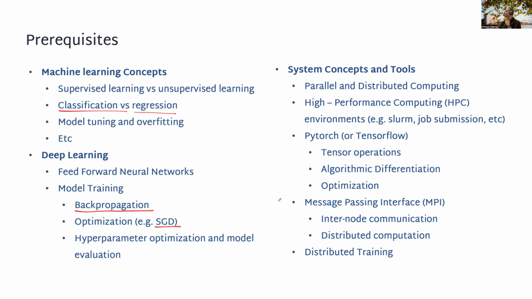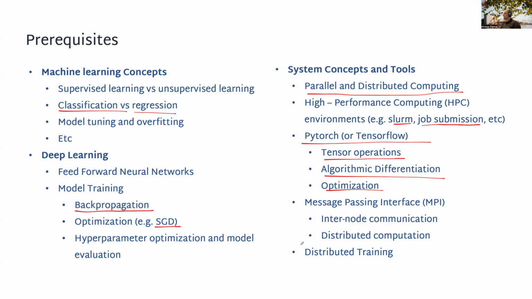And then from a systems perspective, you need to know parallel and distributed computing concepts that you know already. Then you need to know some concepts about high performance computing environments, like Slurm, job submissions, things like that that we discussed in the workshop. It is also assumed that you are familiar with deep learning frameworks such as Pytorch or TensorFlow. But we use these deep learning frameworks only for tensor operations, algorithmic differentiation, and optimization. And finally, some knowledge of MPI or message passing interface is needed.